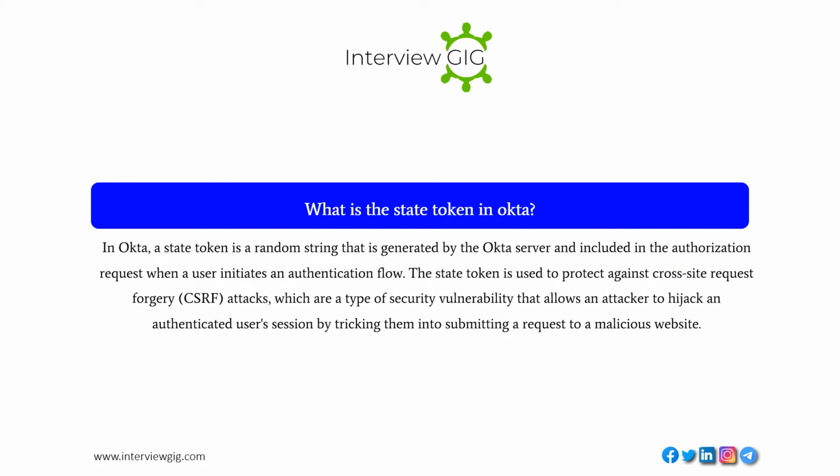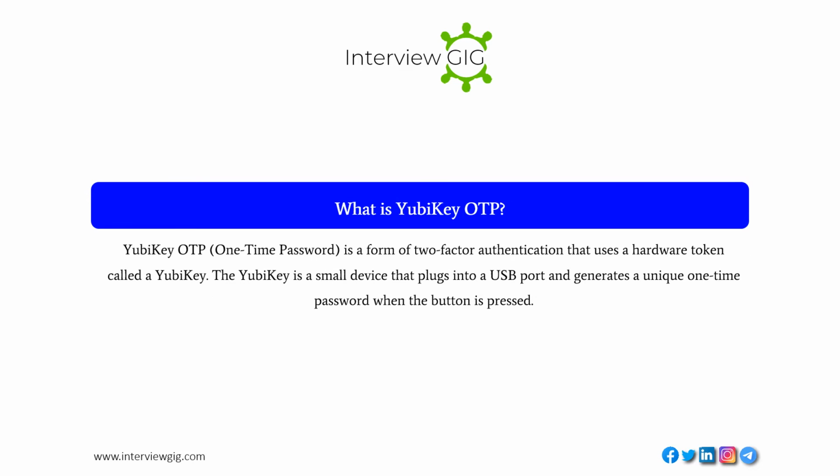What is the state token in Okta? In Okta, a state token is a random string that is generated by the Okta server and included in the authorization request when a user initiates an authentication flow. The state token is used to protect against cross-site request forgery, CSRF, attacks, which are a type of security vulnerability that allows an attacker to hijack an authenticated user's session by tricking them into submitting a request to a malicious website.